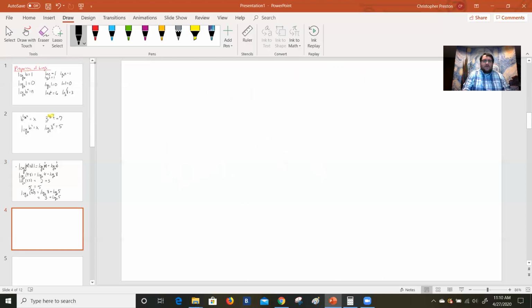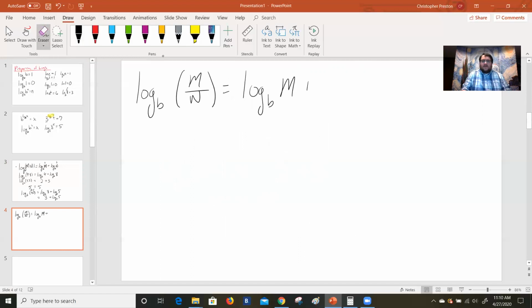Second property, log b of m divided by n is log b of m minus log b of n. So this is like the previous problem. Previous problem, you're multiplying, so you add the logs. This one, you're dividing, so you subtract the logs. In exponent rules, if you're multiplying, you add the powers. If you're dividing, you subtract the powers. That's what's going on here.